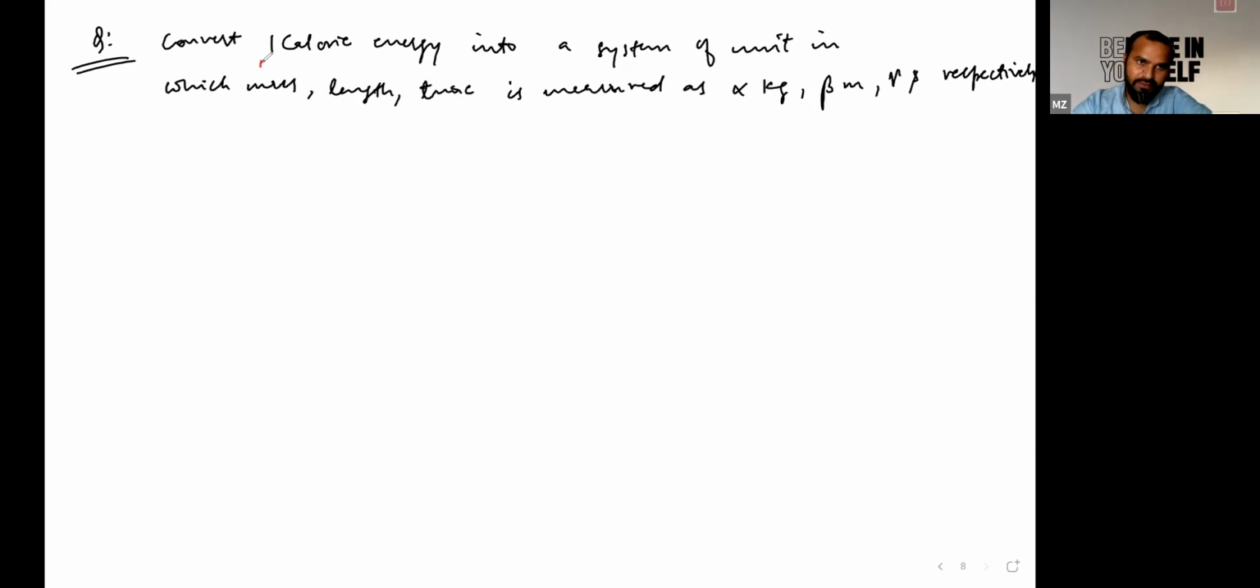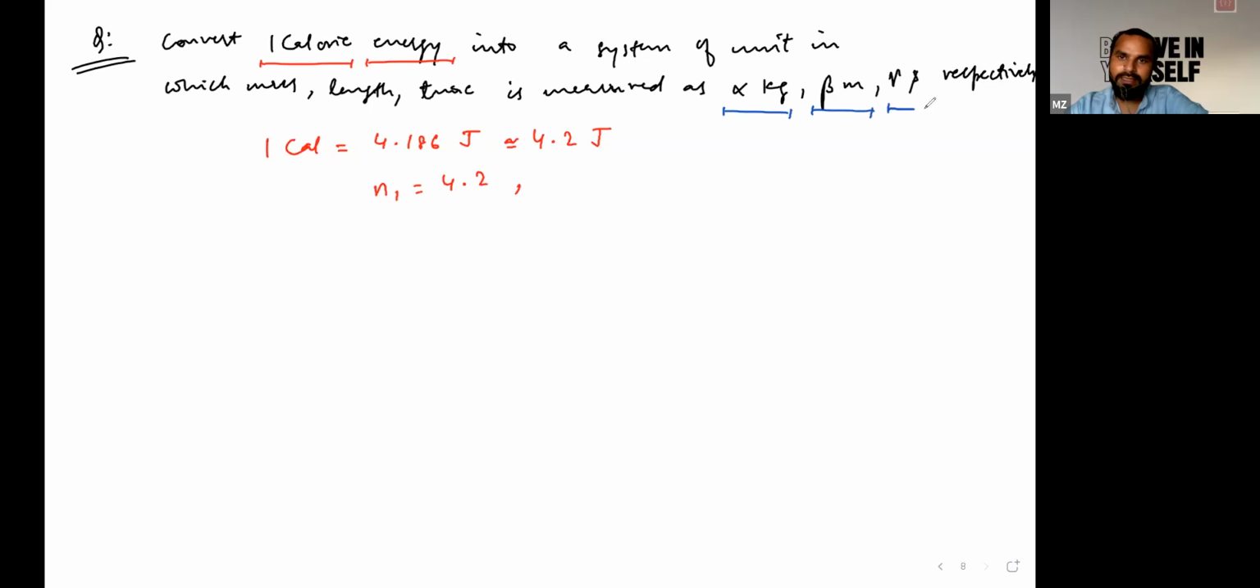So just see, here we have 1 calorie energy. Calorie is not the SI unit. So you have to first convert that particular unit in terms of SI unit. 1 calorie is equal to 4.186 joule, or you may write it as 4.2 joule. So now this particular term is your numerical value in the first system of unit. That means N1 is equal to 4.2, and we are dealing with just energy.